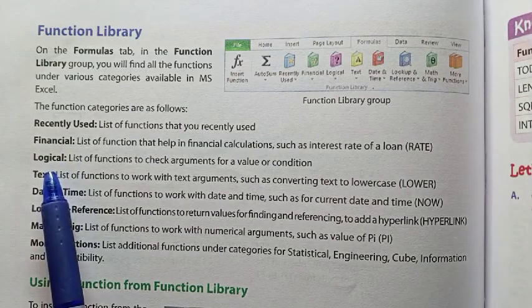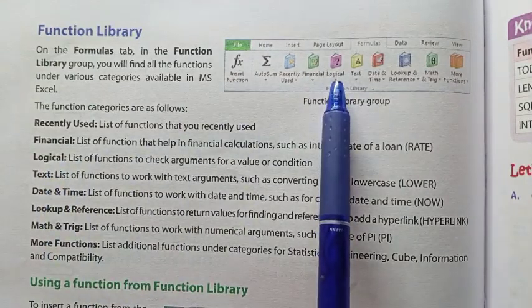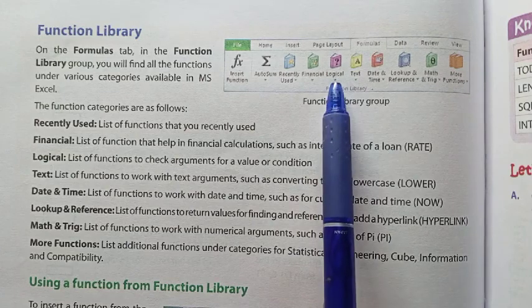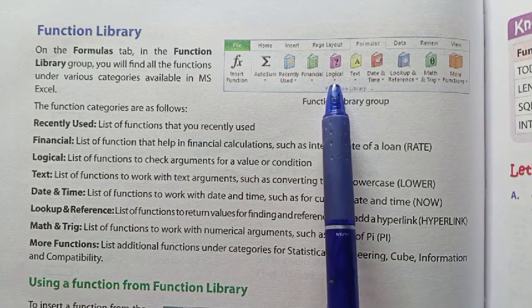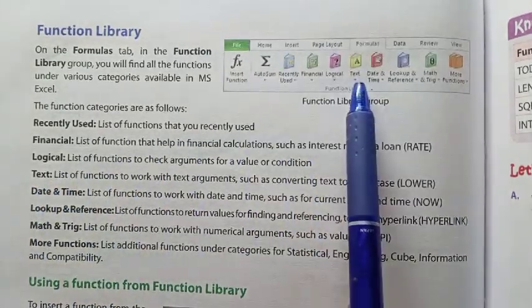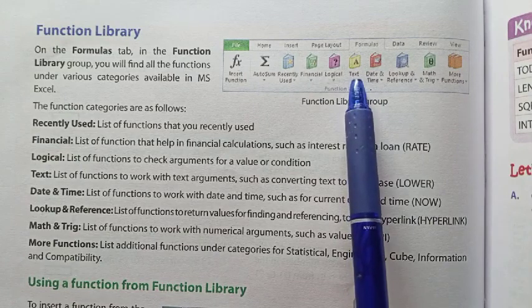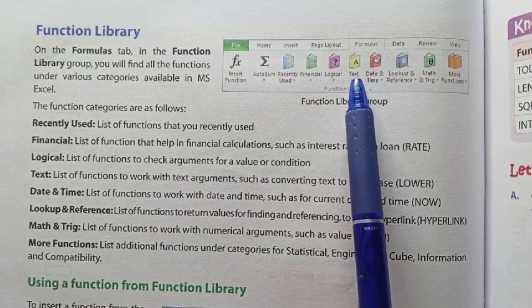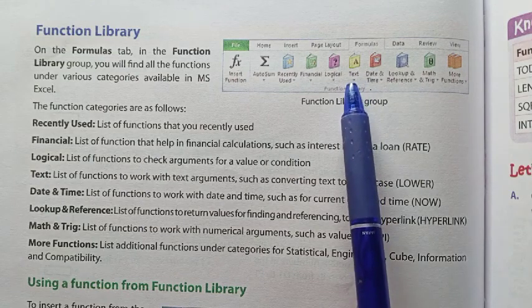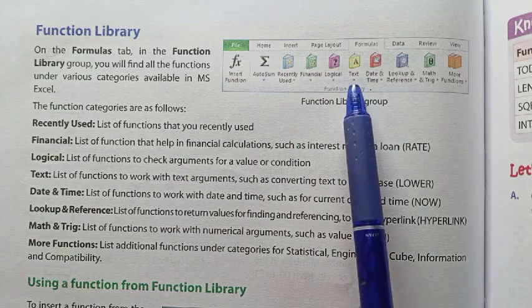Then we have the logical category. You can see the icon for the logical functions. Logical functions are used where we need to check the arguments, where we need to give a condition and find out the result of the given condition. Next we have the text category. It has all the formulas which are related to text, related to strings, like concatenate, which we read, like lower and upper. These are all present over here.